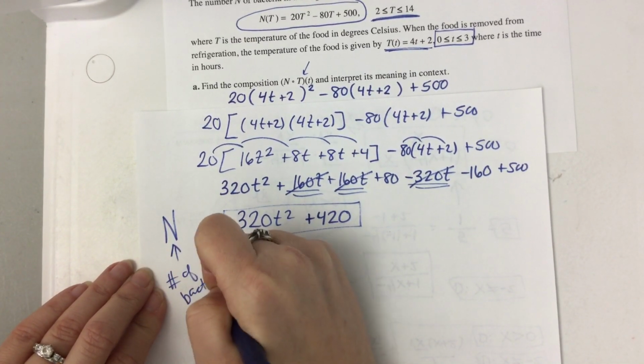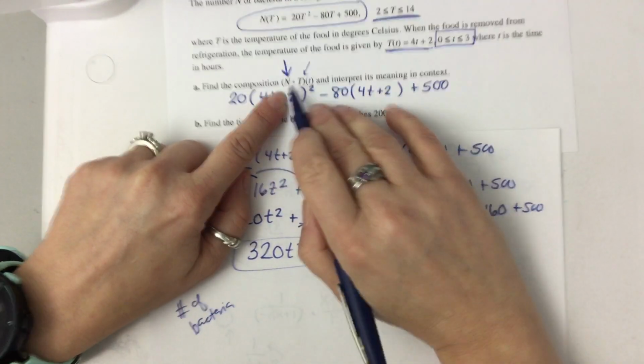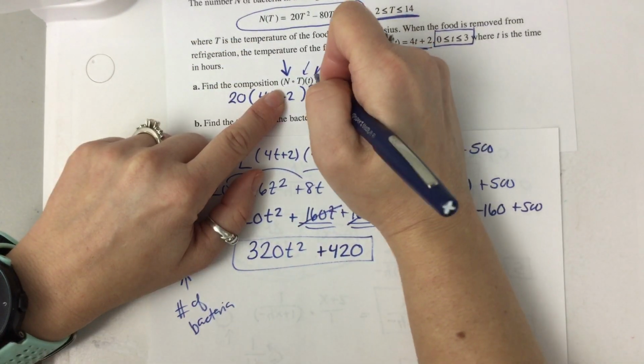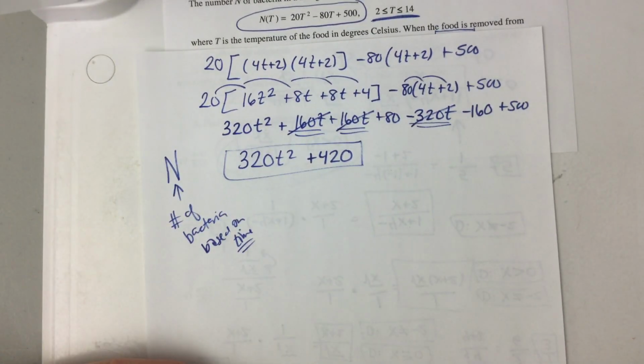Whatever's on the outside, that's what you're trying to find. So what are we trying to find? N, number of bacteria, based off of our variable, which is time. So number of bacteria based on time rather than temperature.